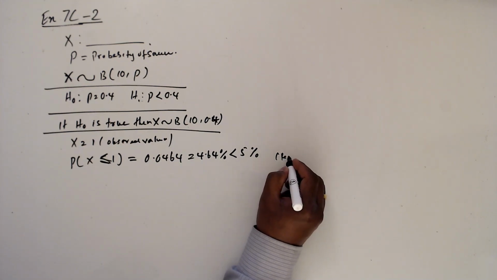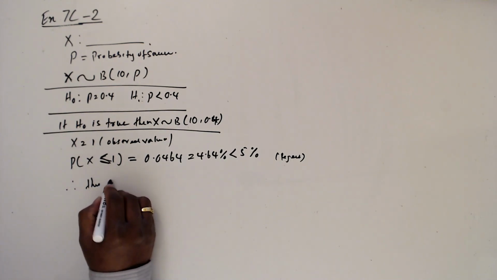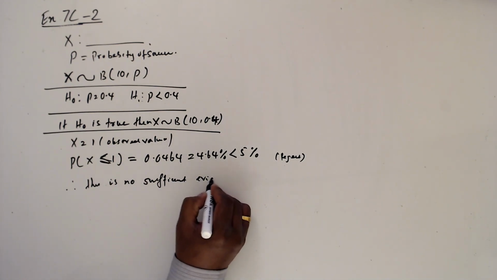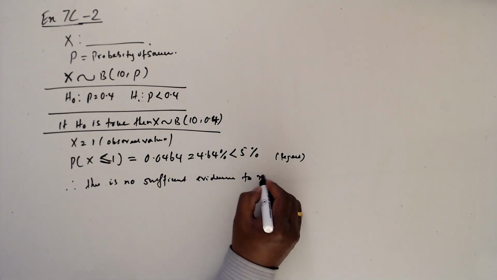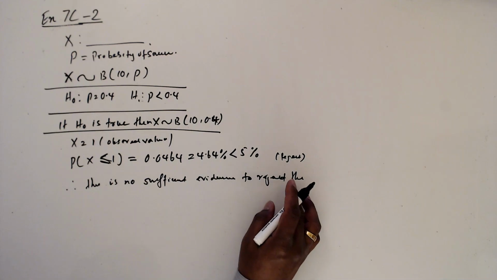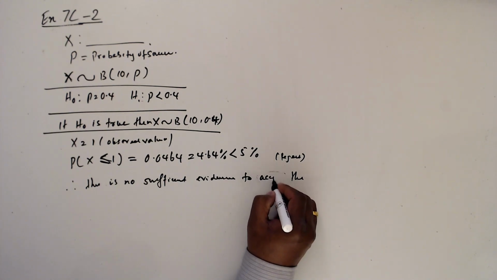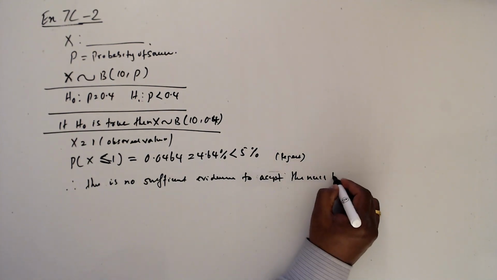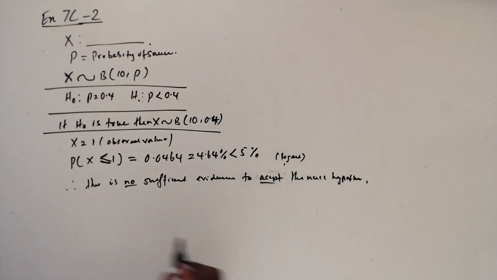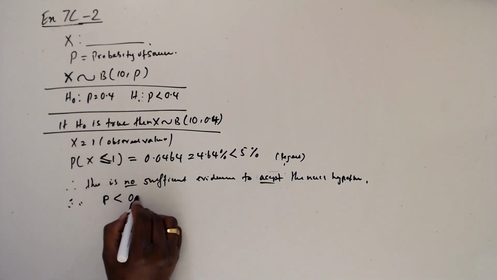So having the idea of reject, we are writing hence there is sufficient evidence to reject the null hypothesis. Accept here means reject. Hence, P has to be less than 0.4.